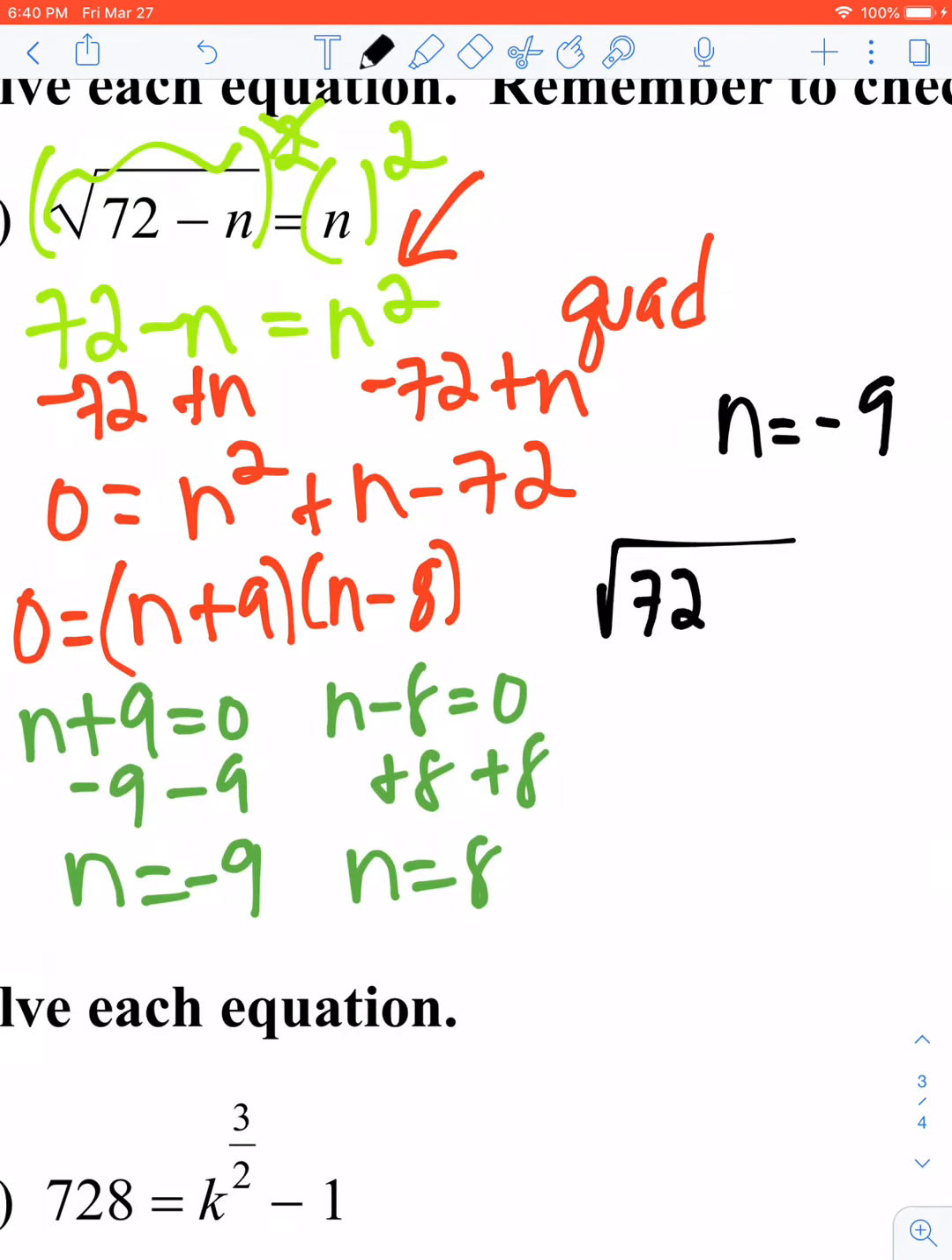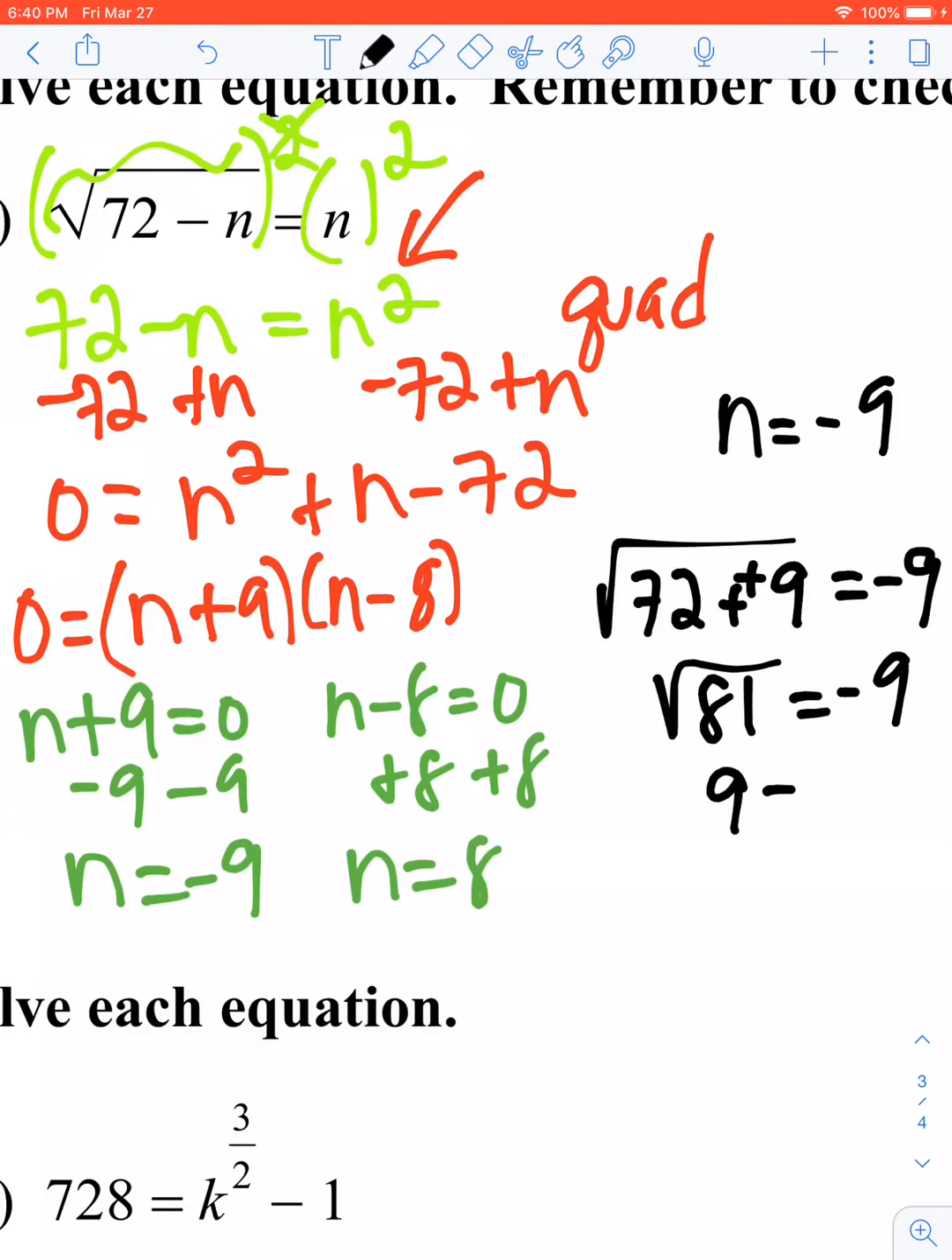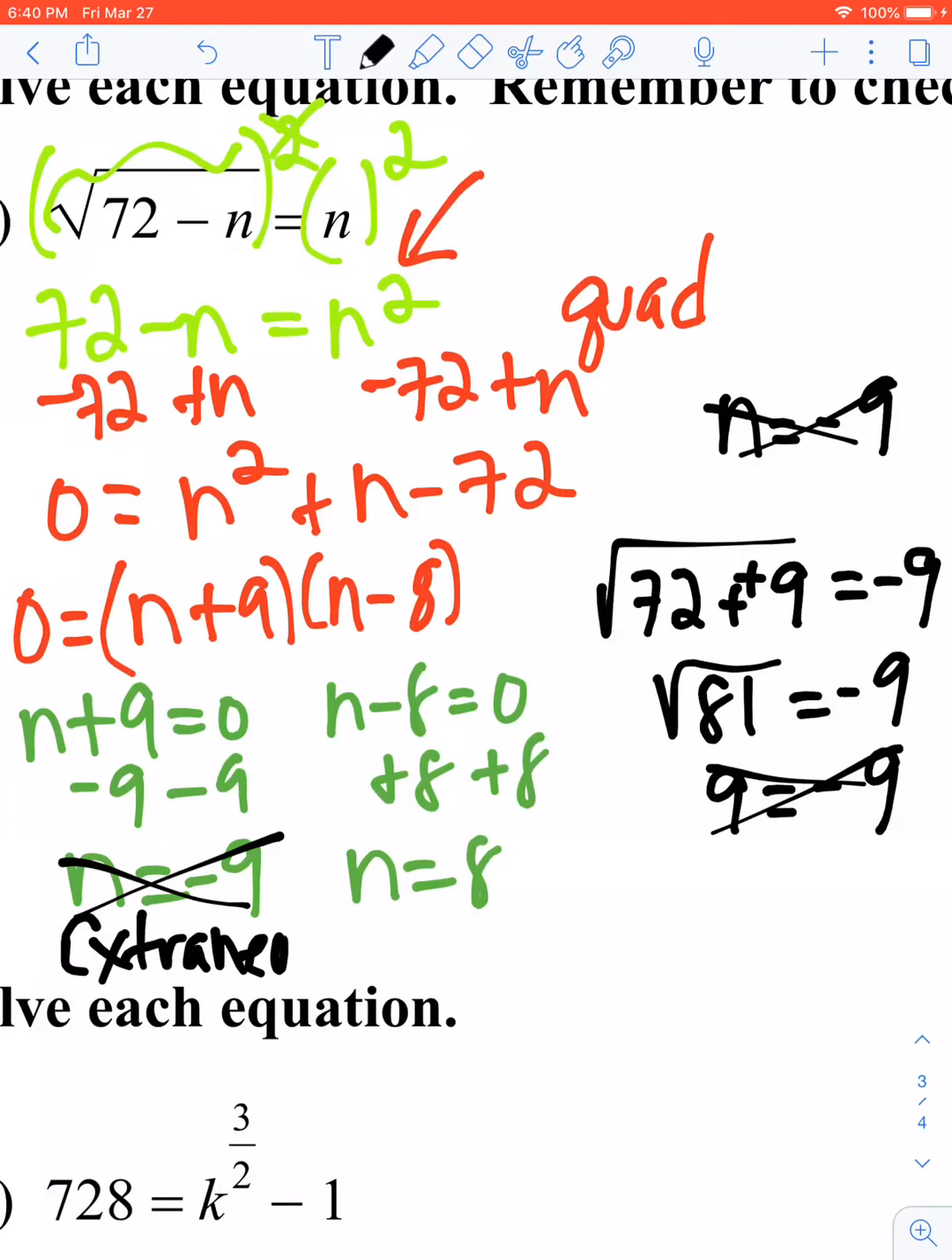So 72 minus a negative 9 equals negative 9. You can use a calculator, but this is going to give me the square root of 81. And unfortunately, 9 does not equal negative 9. So that means negative 9 is not a solution. That's extraneous. Again, you don't have to write the word extraneous, but it is an extra solution that comes out of the problem. You did nothing wrong.